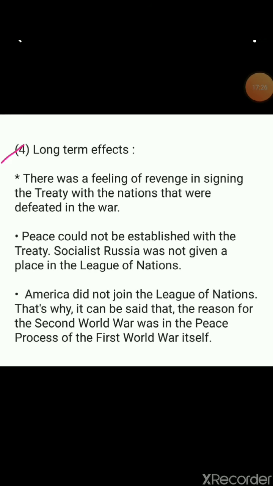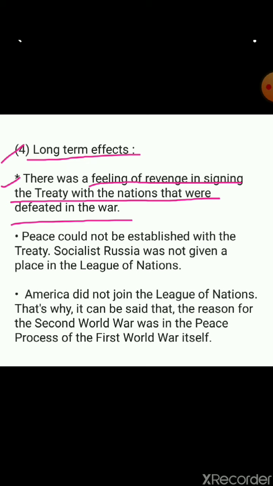Next, the last one, the long-term effect. We have seen the first immediate effect was the destruction of man and material. Second was social change. Third was the Treaty of Versailles, June 1919. And the fourth one now comes, that is the long-term effect. First point, there was a feeling of revenge in signing the treaty with the nations that were defeated. Okay, revenge was being taken through the treaty with the nations that were defeated in the war.